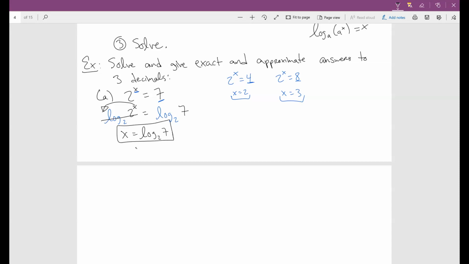This is what we call the exact answer because it's not rounded, okay? The exact answer will be this. Usually on WebAssign, I'm pretty sure the majority of the problems want exact answers.